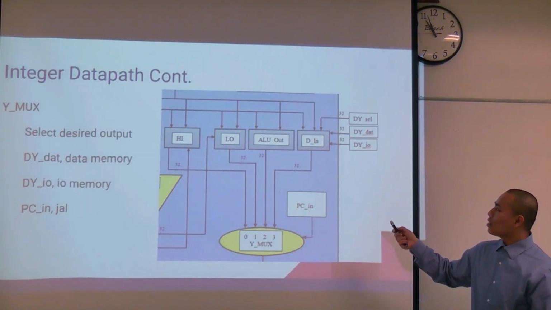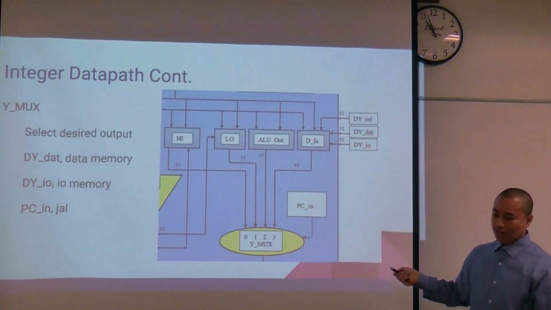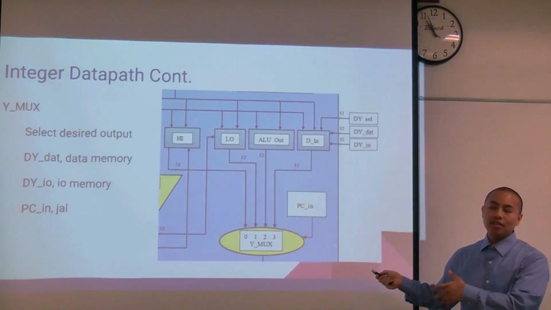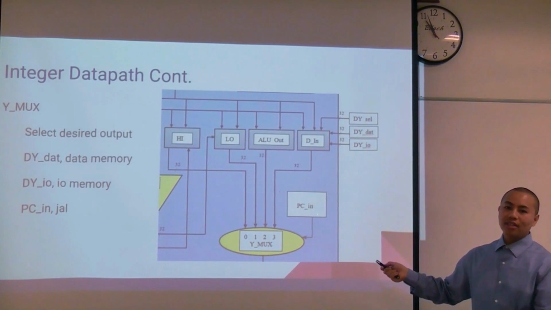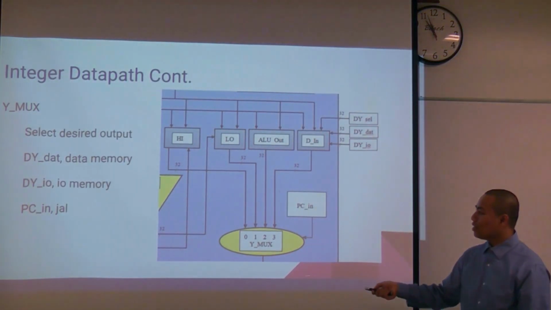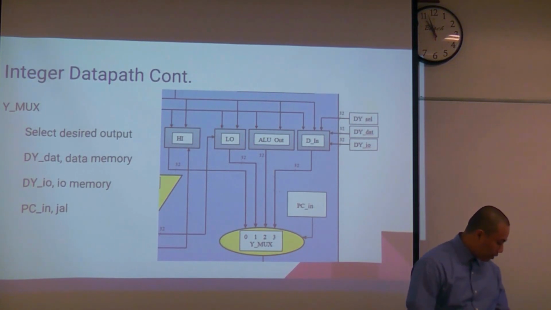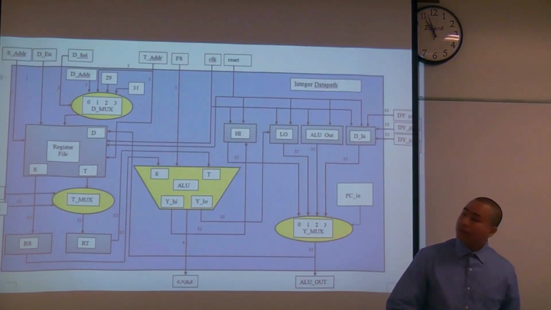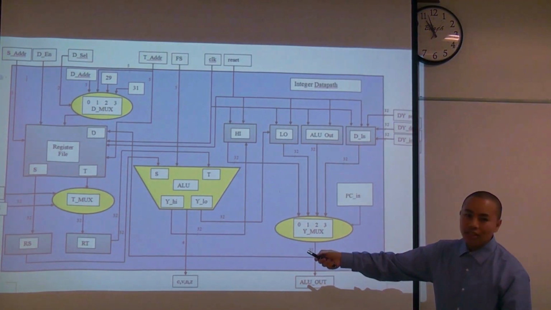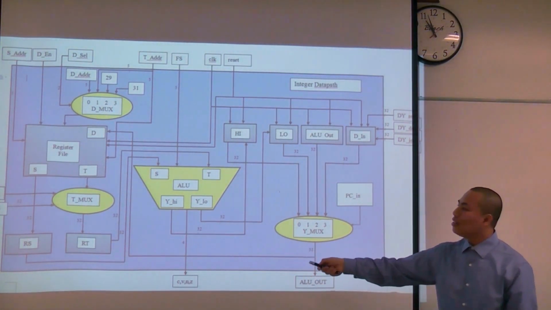That's usually used if you wish to load or input from I/O memory. So that allows us to write into our data, which you output in the previous slide. If we look here, the output from the YMUX goes back into D. So that allows us to write back into the register file.